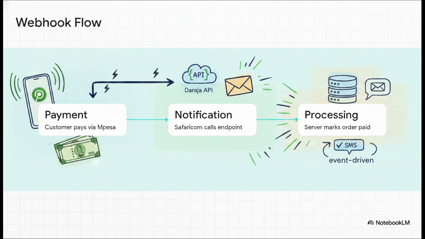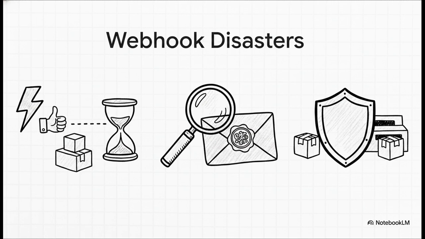Step 1, a customer pays via M-Pesa. Step 2, Safaricom's Daraja API, acting as the external service, proactively calls your backend's webhook endpoint with the transaction details. Step 3, your server securely marks the order as paid and queues up a confirmation SMS. It is entirely event-driven. You didn't have to poll their servers asking, hey, did they pay it yet? Over and over again.